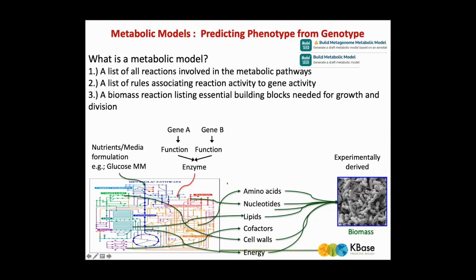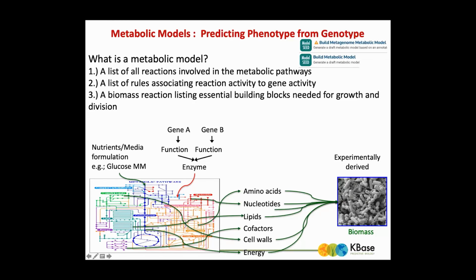And then we have a biomass. This is what the cell is made of, consisting of cell wall materials, energy, cofactors, lipids, nucleic acids, amino acids, things like that. Typically the biomass is experimentally derived in metabolic models. And then the third component is, of course, a media formulation. So this is like glucose minimal media.